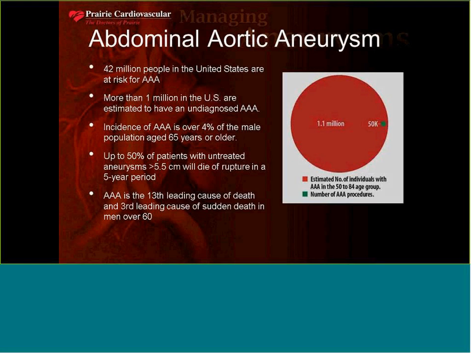So if you look at the red circle, that's how many people in the United States are at risk or estimated to have an aneurysm. And the dot is how many people are treated. So you can see there's a lot of people out there, and lives that could be saved with proper screening. Okay? The incidence is highest at 65 years of age.